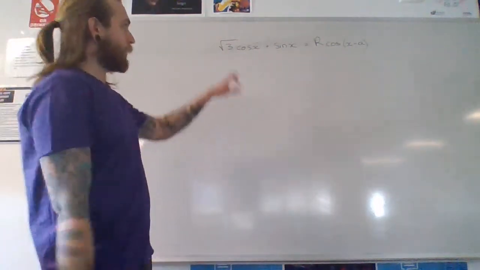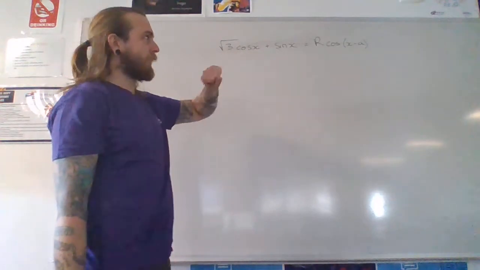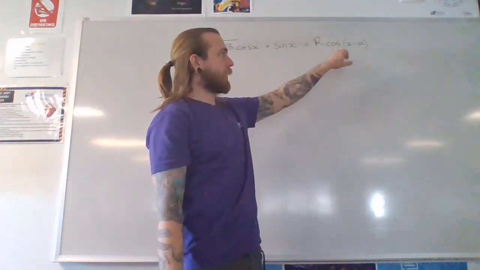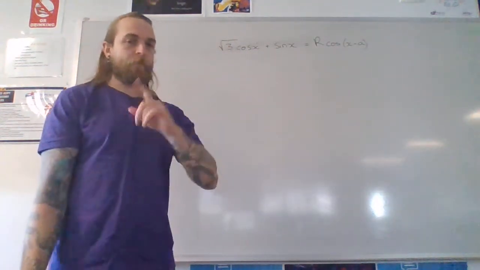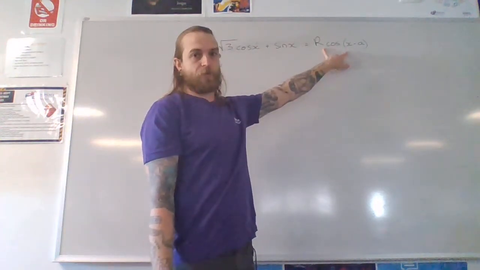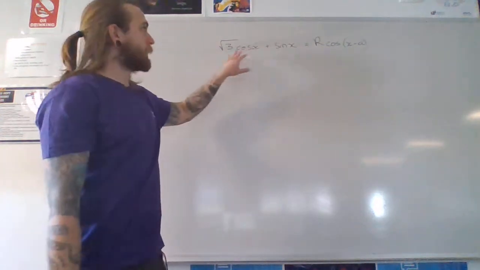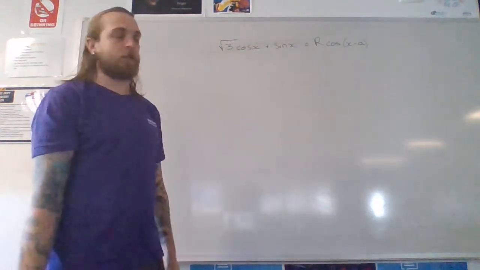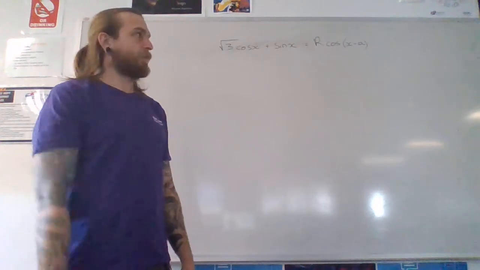So we're having a look at this problem where root 3 cos x plus sine x equals R cos(x minus alpha). First of all, why are we doing this? Because this form is a whole lot easier to graph. If you've got something with some cos and some sine, you might get asked to graph it. It's a little bit difficult.